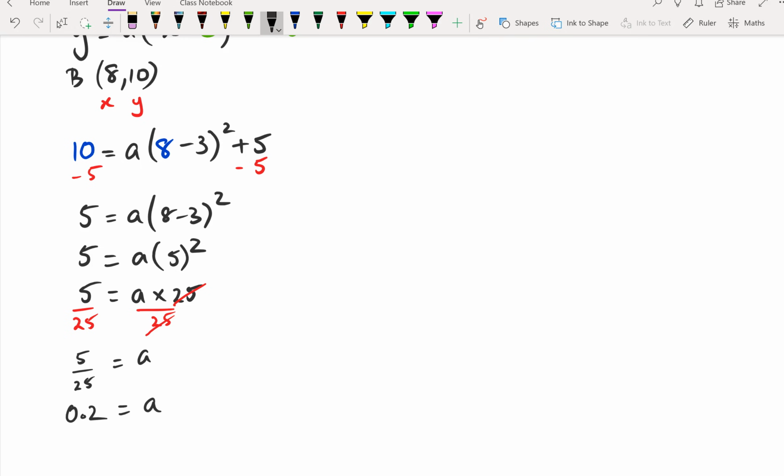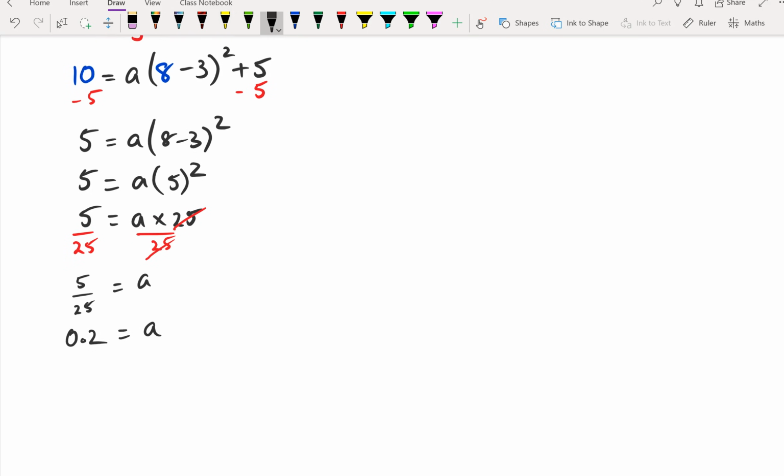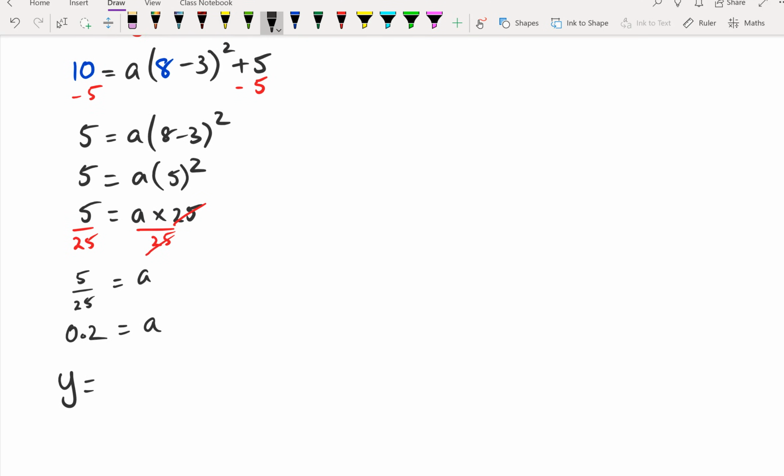Okay, so that means I've got the equation of this particular parabola. It's going to look like this: y is equal to 0.2(x - 3)^2 + 5.